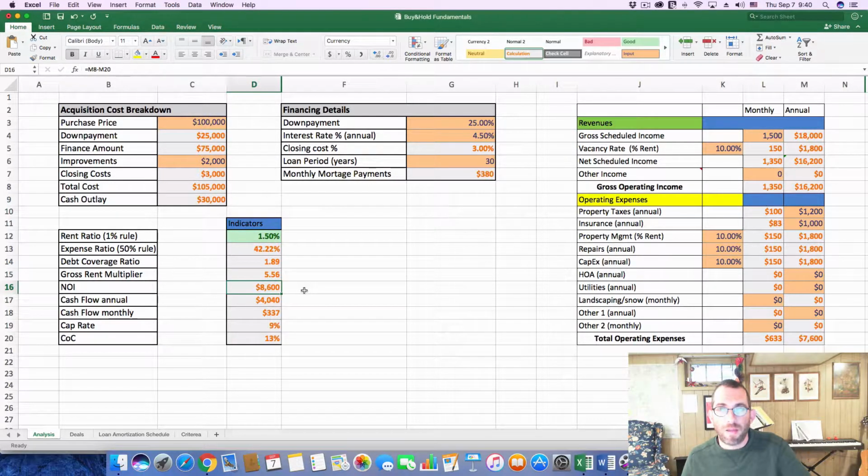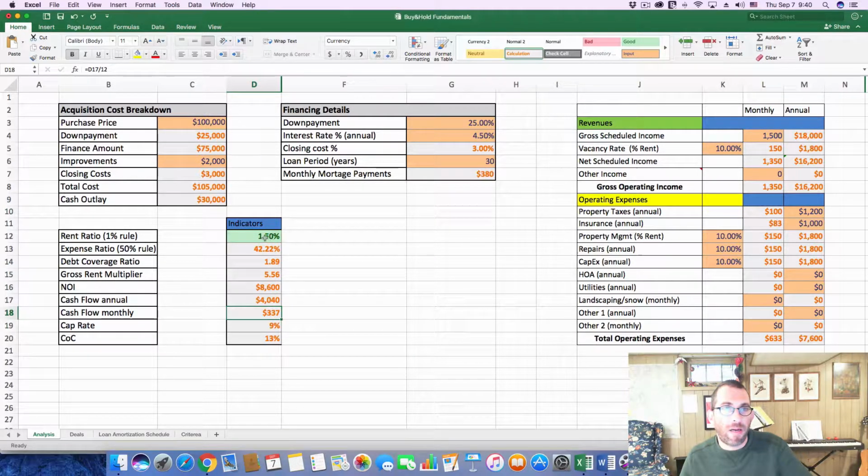That's the money that the property is throwing off, and you're going to be using that also to pay off the debt service. And in the end, that gives you your annual cash flow. I also put it here for monthly, just because sometimes it's easier to look at it from a monthly perspective.